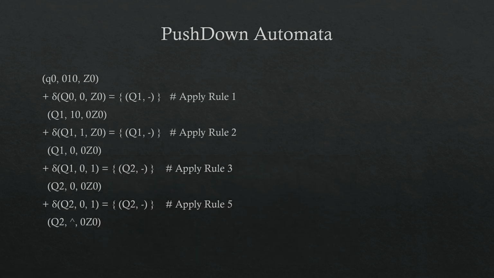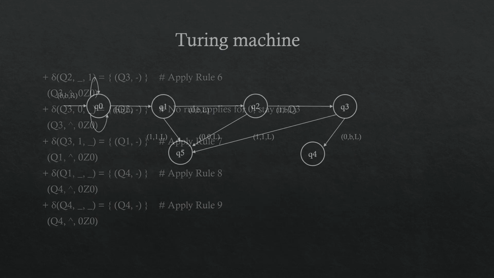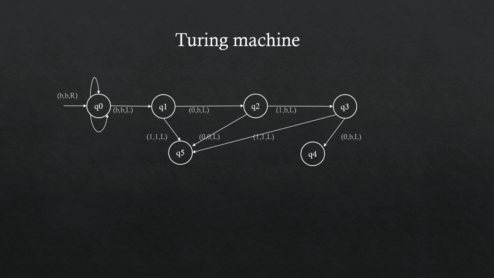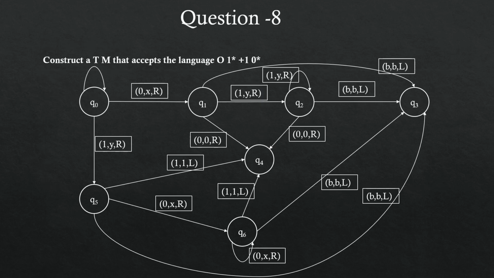This is the required push-down automata. And finally, this is the required Turing machine. And this is the state transition table for that Turing machine. In question number 8, we have been asked to construct a Turing machine that accepts the given language. And this is the solution.